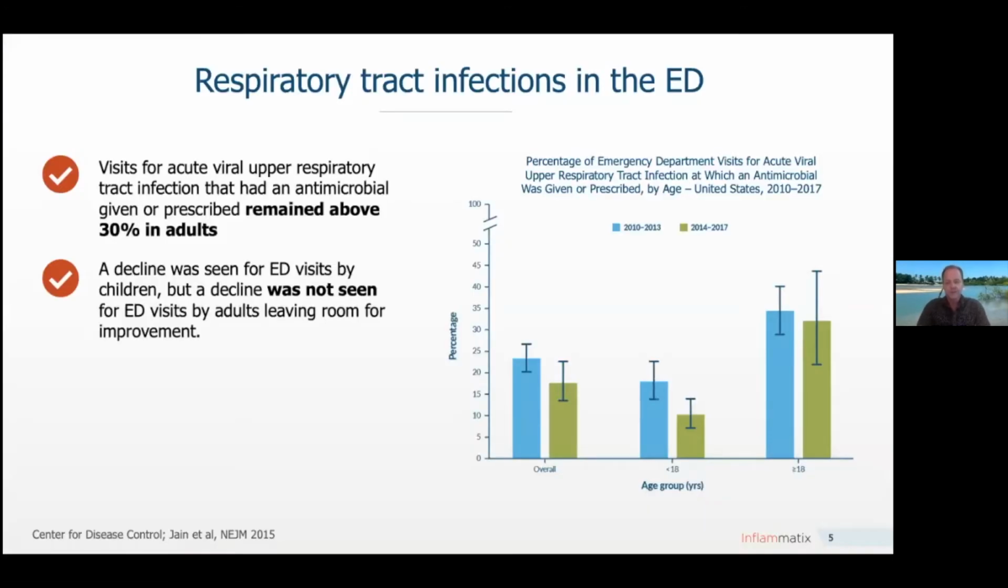When we talk about respiratory tract infections in the ED, it is also stunning that for visits for acute viral upper respiratory tract infections, 30% of these subjects are prescribed antibiotics. And that is mainly in the adult population, as you can see in this graph from the CDC. While a decline was seen in the two different time periods, the decline was not seen for ED visits by adults, thus leaving room for improvement in the diagnostic space.